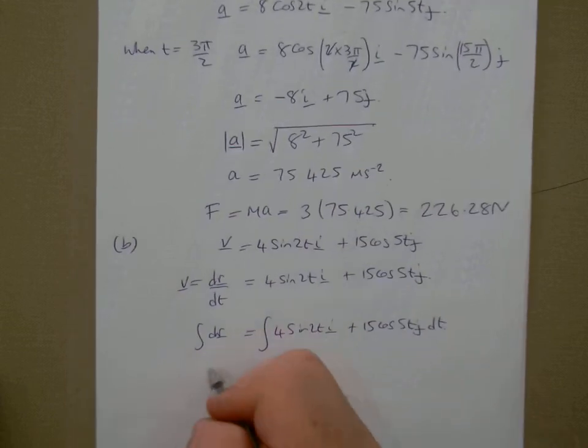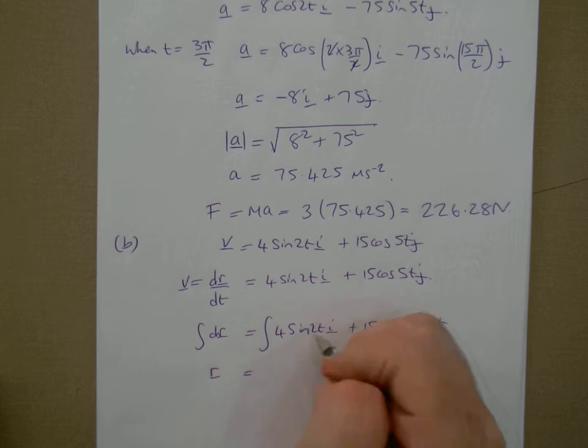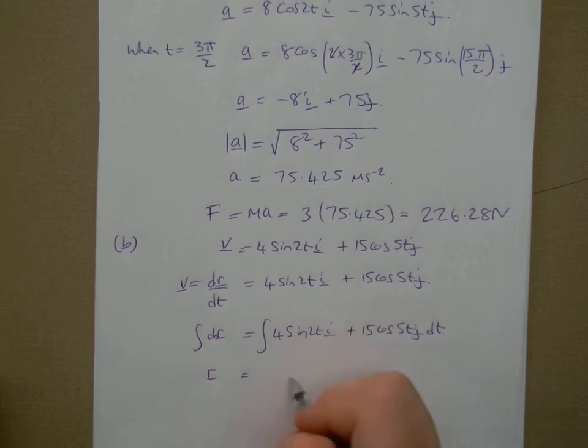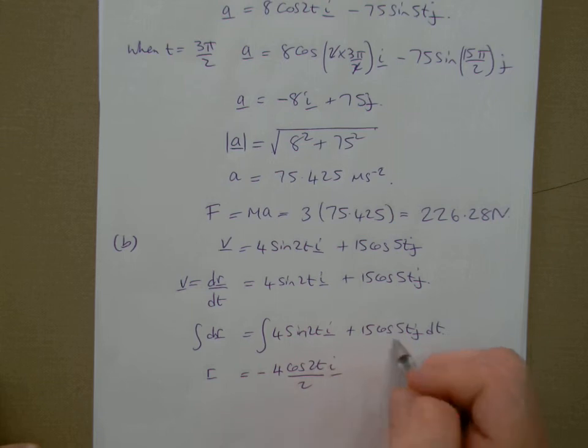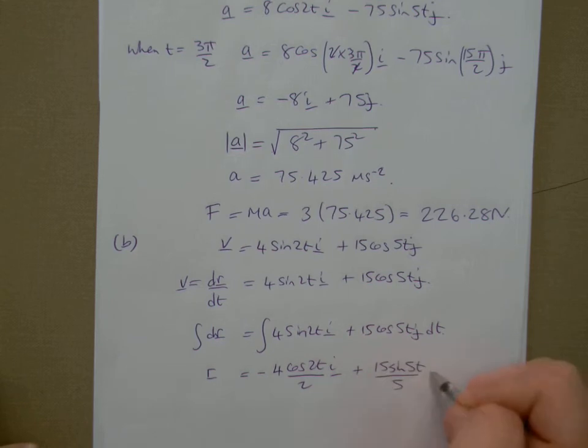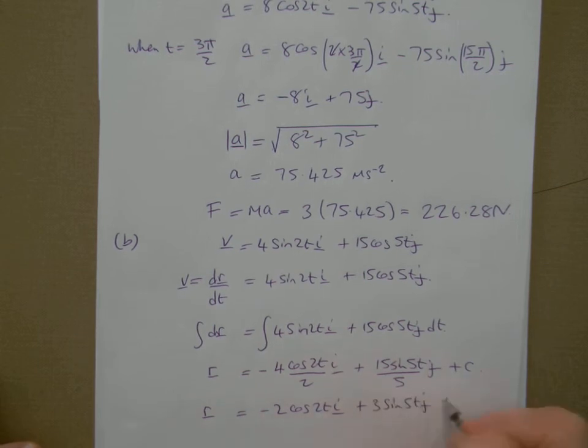Okay, so dr becomes r. Integrate this. Now, when you integrate sine, it becomes minus cos, yeah? So you get minus 4 cos 2t over 2, because there's a 2 there, i. And when you integrate cos, you get positive sine. So then it'll be plus 15 sine 5t over 5 j plus c, okay? So r will be minus 2 cos 2t i plus 3 sine 5t j plus our c.